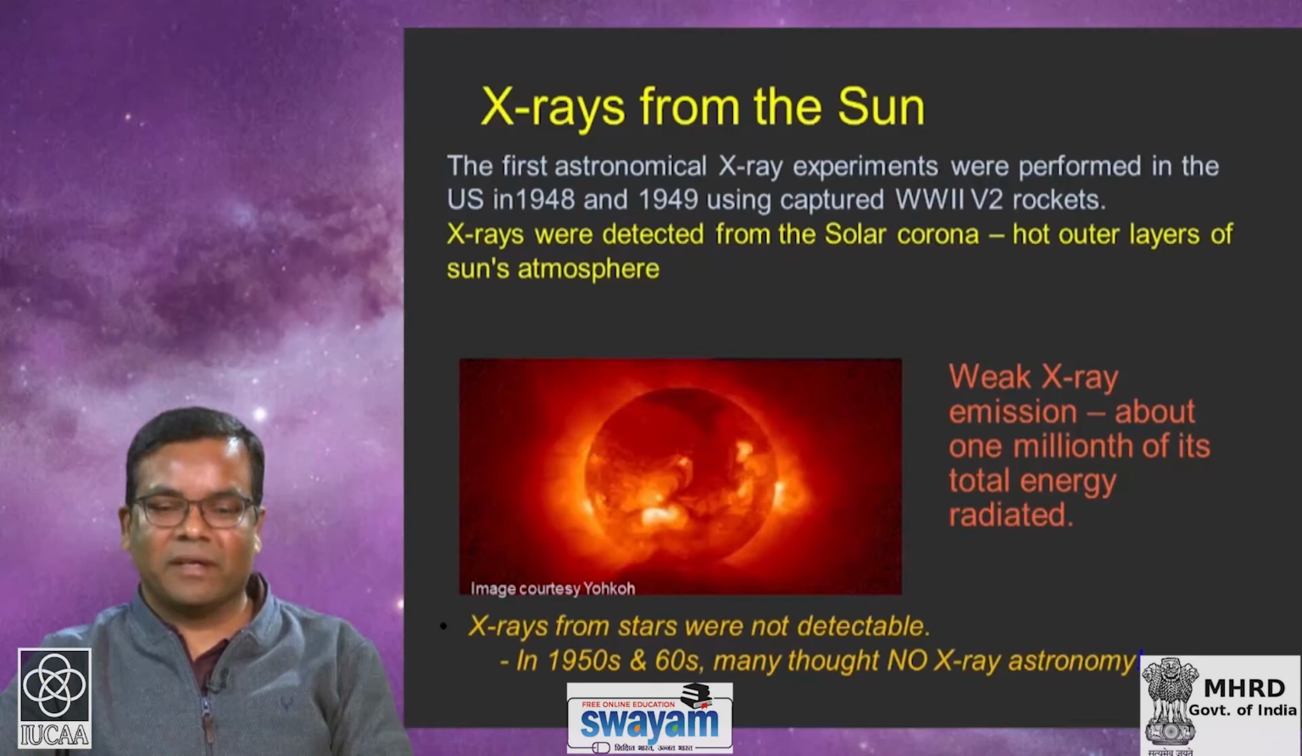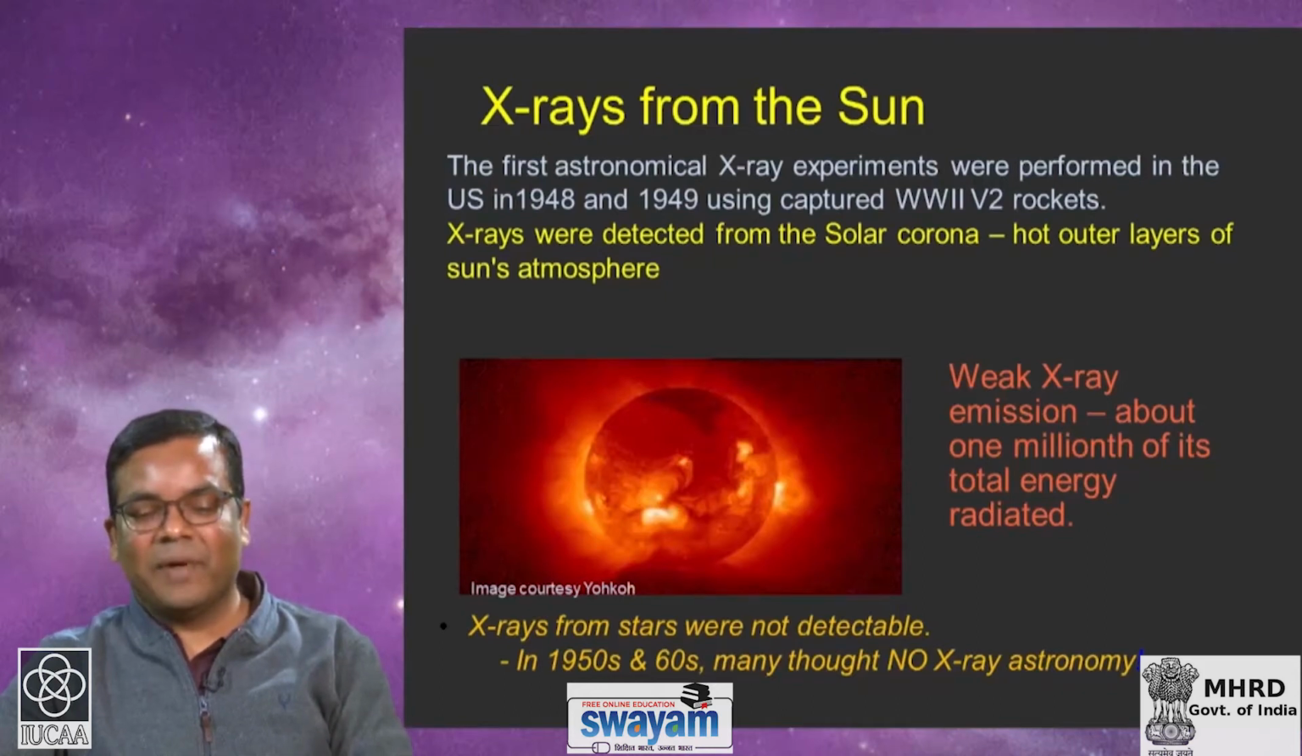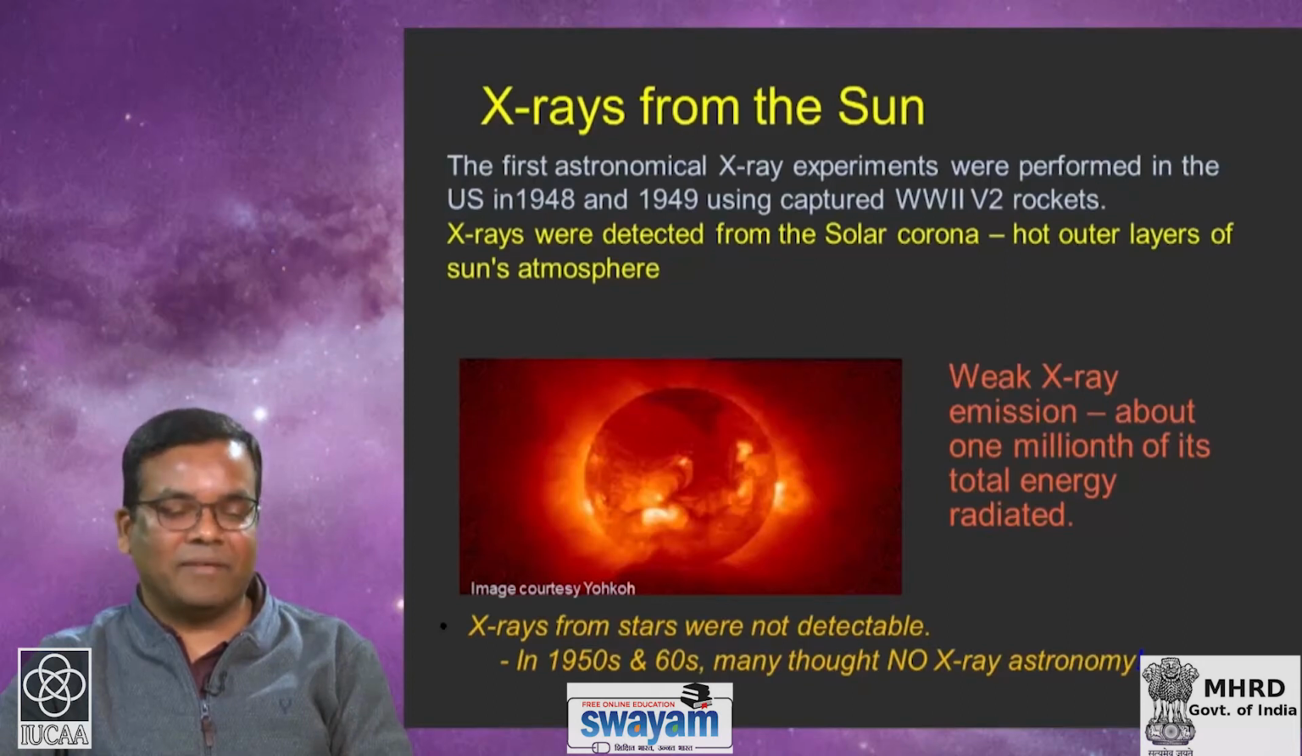X-rays were detected from the solar corona, which is the hot outer layer of the sun's atmosphere. Though the sun was an X-ray emitter, the amount of X-ray emission was very weak. Its total luminosity in the X-ray band is about 1/1,000,000th of its total energy radiated in the optical, ultraviolet and infrared bands. Because our sun, being so close, has such a minute amount of X-ray radiation, stars which are much further away would not be detected in the X-ray band with the technology available at that time. Therefore, many people thought that X-ray astronomy could not be done in fact.